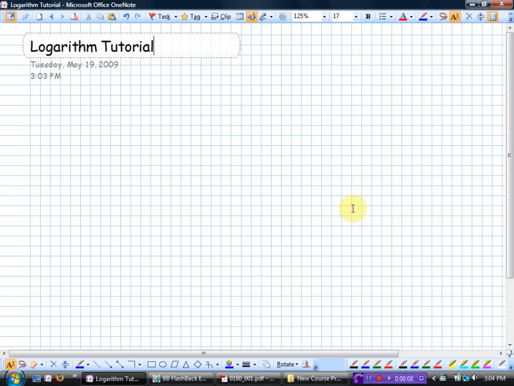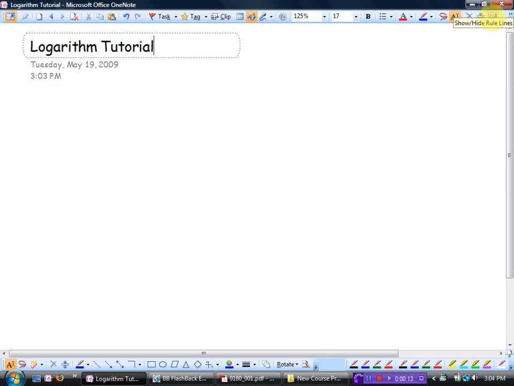Here we go. The basics. We started out, first of all, looking at exponents. We defined the exponential function.